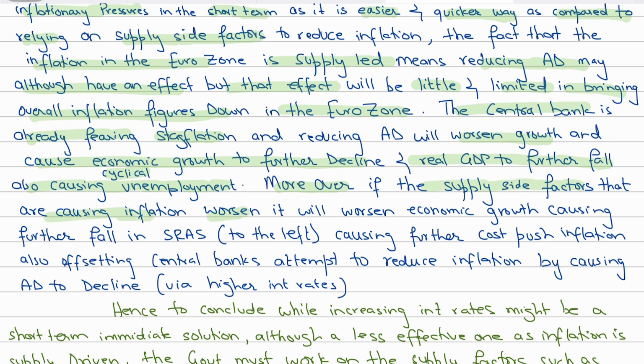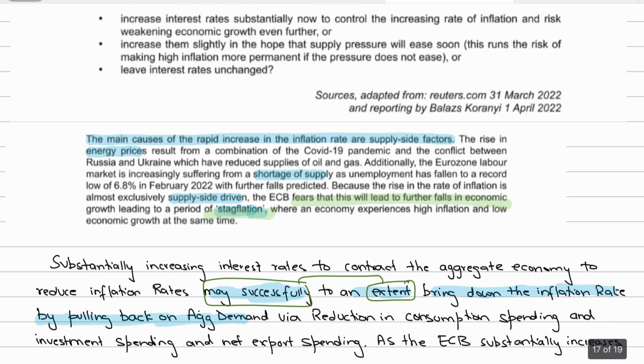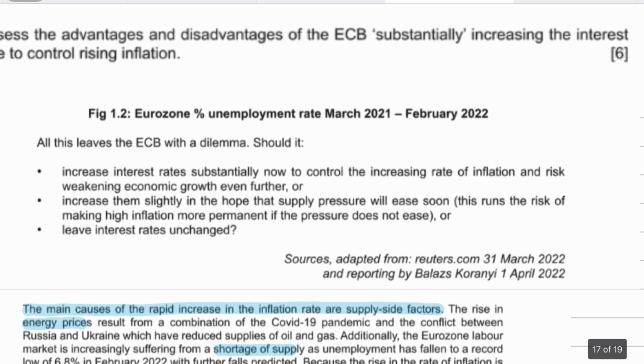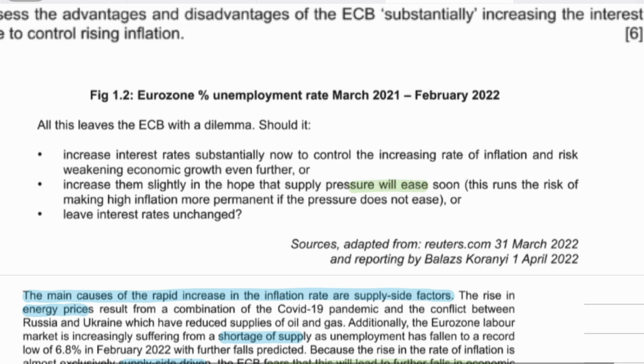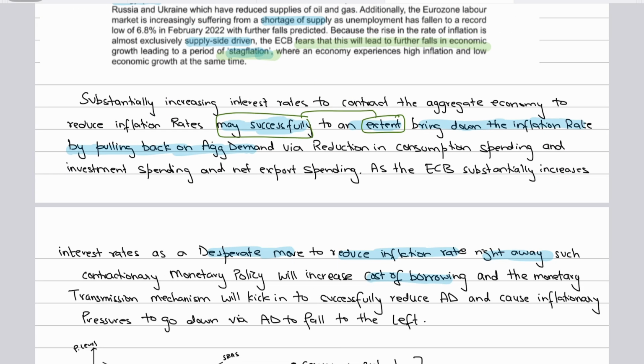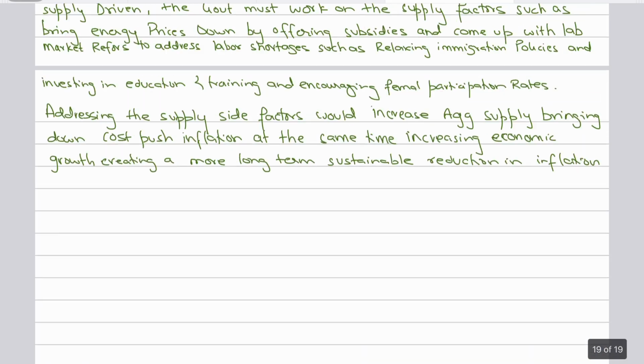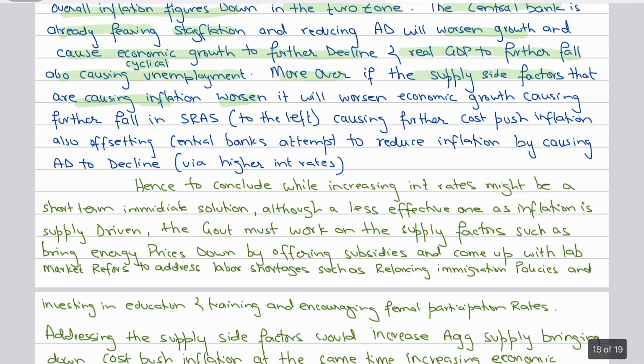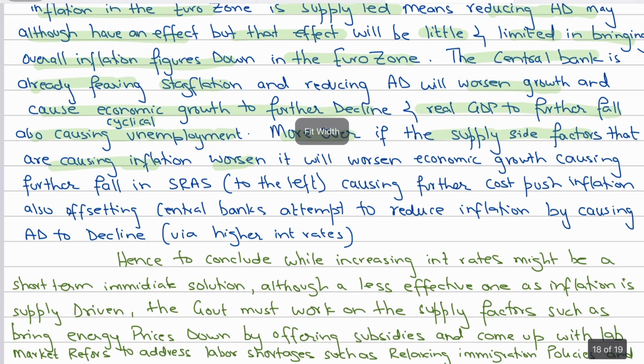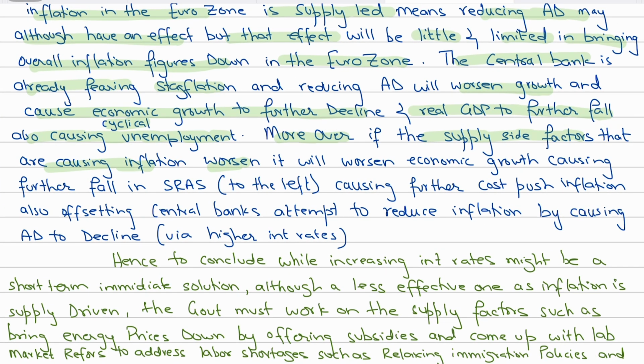And then you will say that moreover, if the supply side factors that are causing inflation worsen, so let's say we do end up implementing contractionary monetary policy, but then like I said at the start of this question, the European Central Bank is hoping that supply pressures will ease out. But what if it doesn't ease out? What if the war in Russia and Ukraine just keeps on, it worsens itself, and energy shortages worsen? Then what will happen? Then it will further increase cost push inflation.